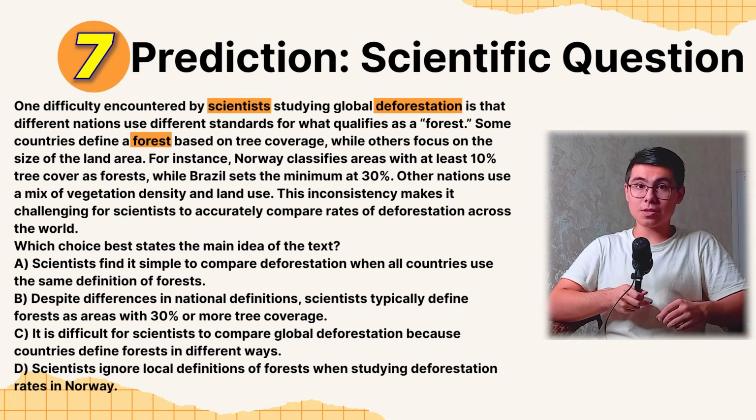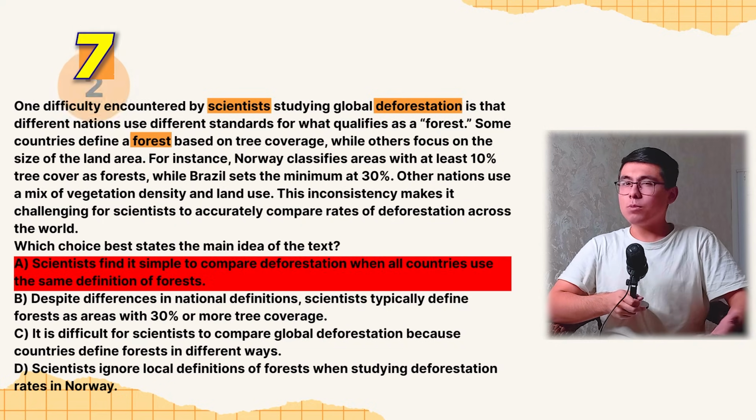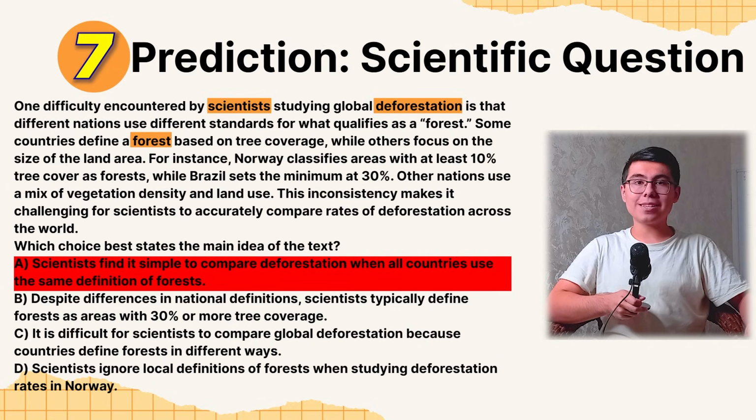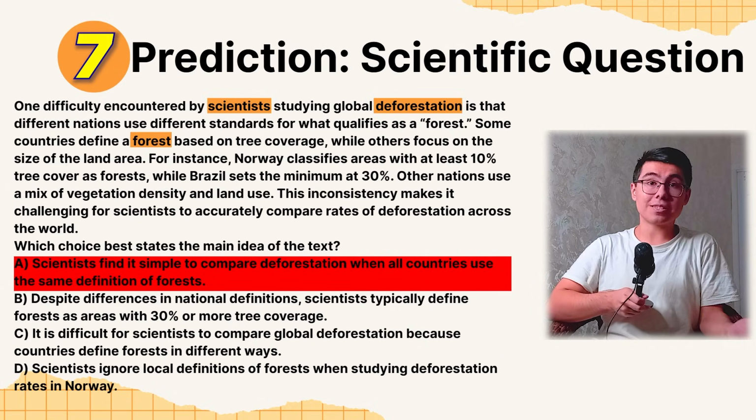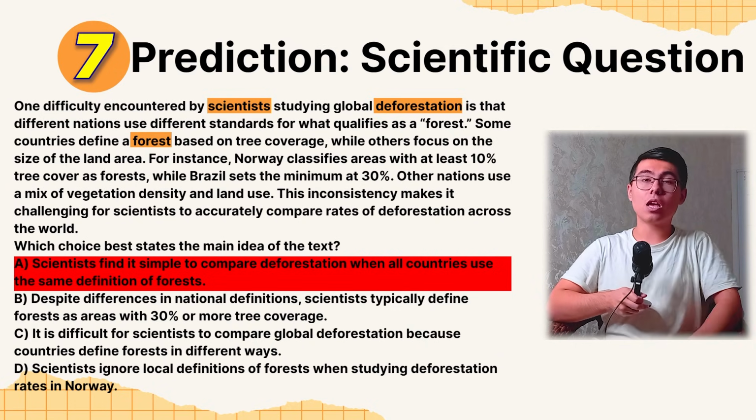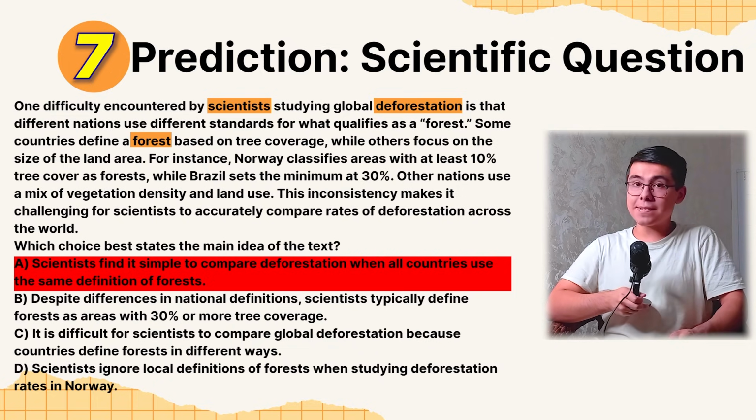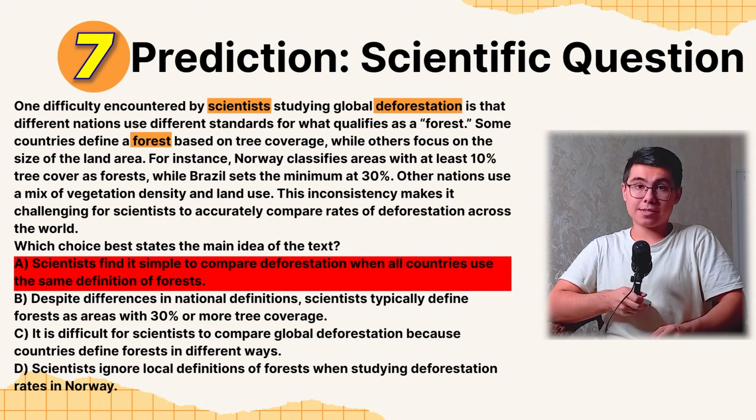Choice A. Scientists find it so simple to compare deforestation when all countries use the same definition. Well, yeah, that would be nice, but the whole point is that they don't have the same definition, so A is just wrong. Choice B. Despite differences in definition, scientists typically define forests as 30% or more tree coverage.